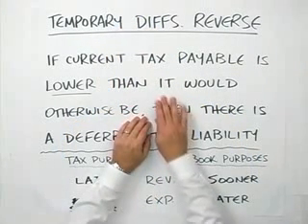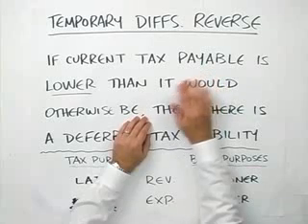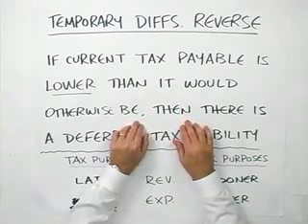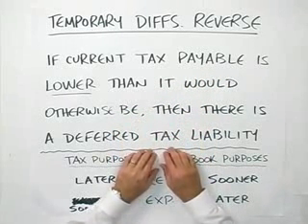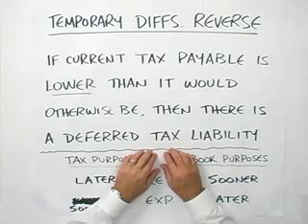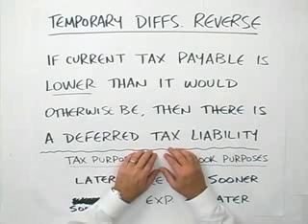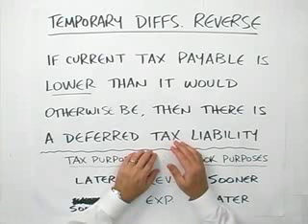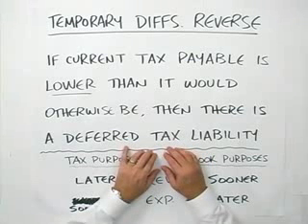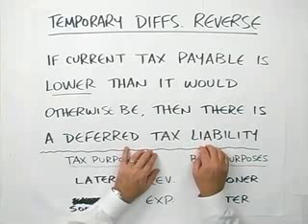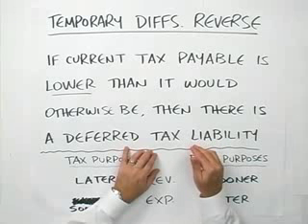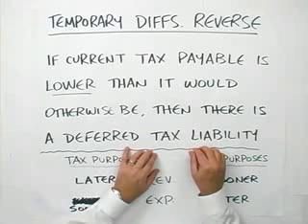Here's the first one. If current tax payable, that means this year, is lower than it would otherwise have been, then you have a deferred tax liability. You're saving on your taxes now. It will catch up to you later when the timing differences reverse. Most timing differences, in fact, work this way, to the taxpayer's short-term advantage. So you end up with deferred or future tax liabilities, which, when the timing differences reverse, have to be paid.